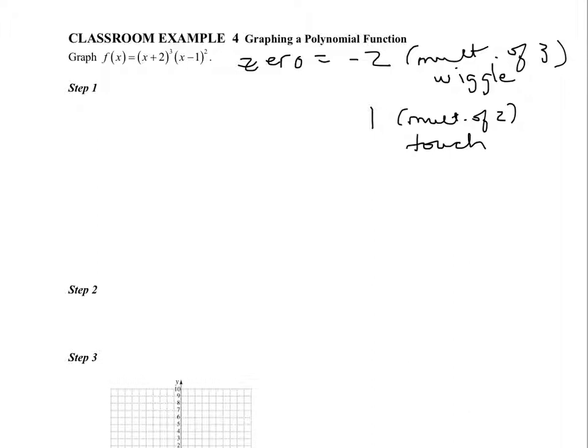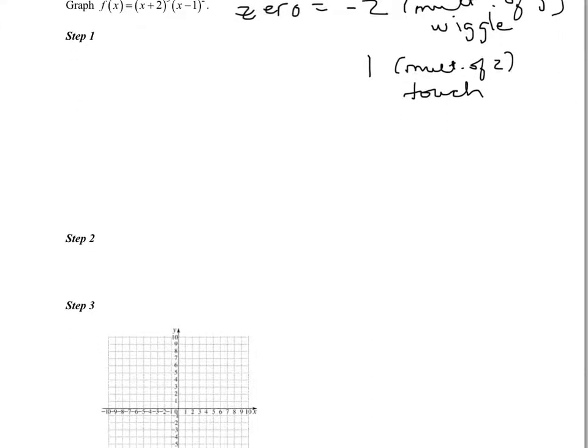So in just a moment, we're going to scroll down here just a little bit, and I'm going to include this information. A 0 at negative 2, that's going to be a wiggle, and at positive 1, that's going to be a touch or a bounce. So I'm simply going to mark these points on the graph, and then we'll come back when it's time to sketch the graph and pay attention to the wiggle and the touch.